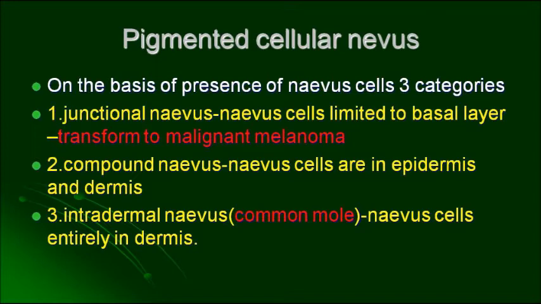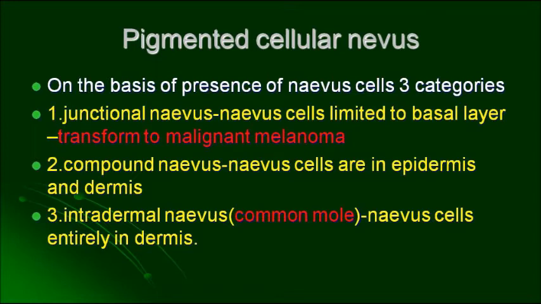So what is junctional nevus? In junctional nevus, the nevus cells are limited only to the basal layer. I will show you the picture. Second type is compound nevus. Compound nevus means it is present both in the epithelium as well as in the connective tissue. Epidermis means epithelium and dermis means connective tissue. And the last one, intradermal. Intradermal means within the connective tissue, only within the connective tissue, not present in the epithelium.